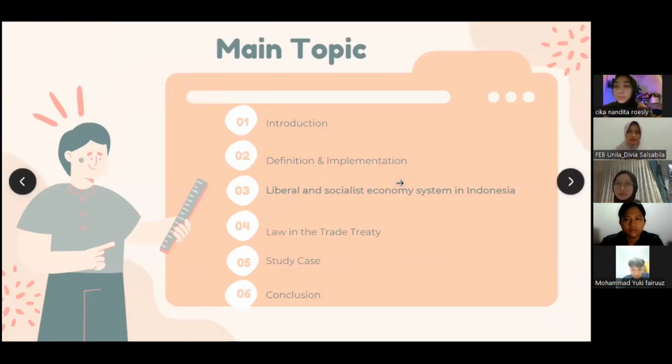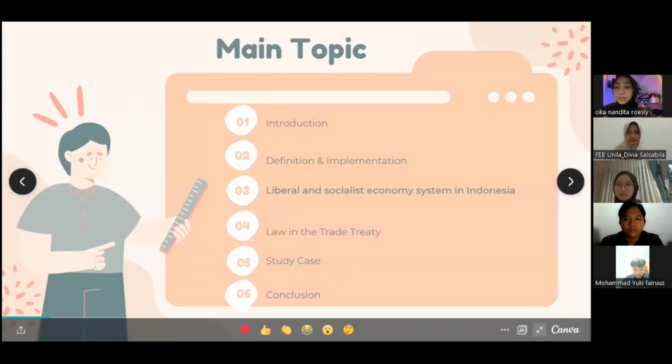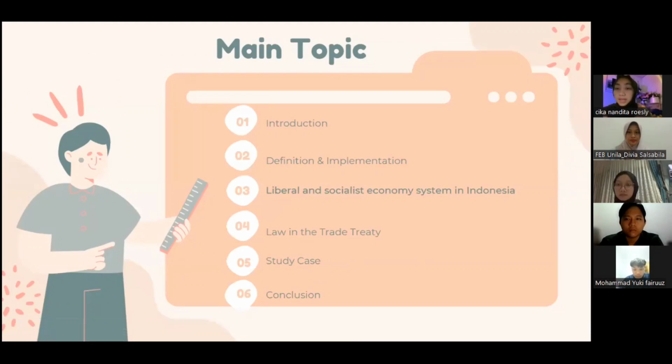And the main topics that we're going to discuss are: first, introduction; second, definition and implementation; next, liberal and socialist economic system in Indonesia; next, law in trade treaty; then case study; and the last one is conclusion.